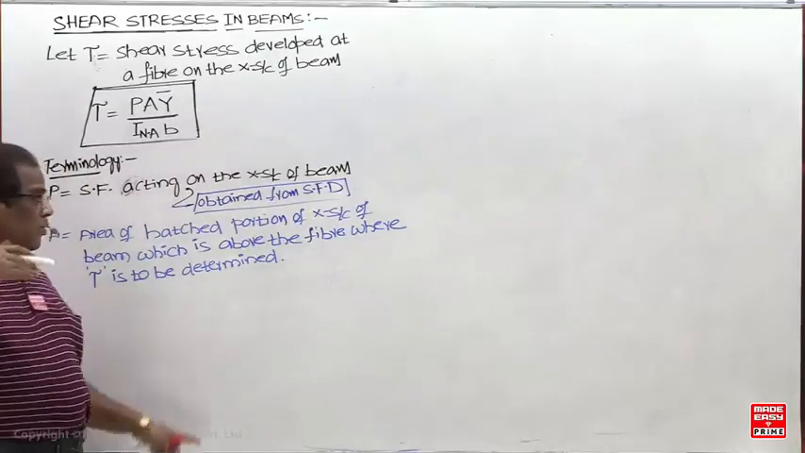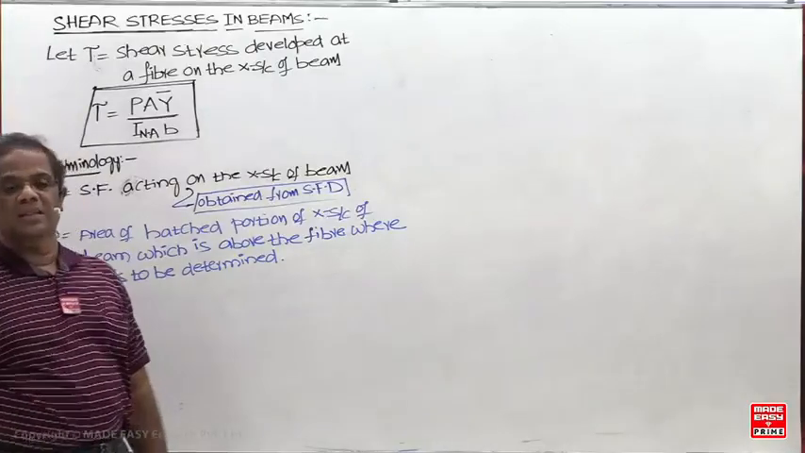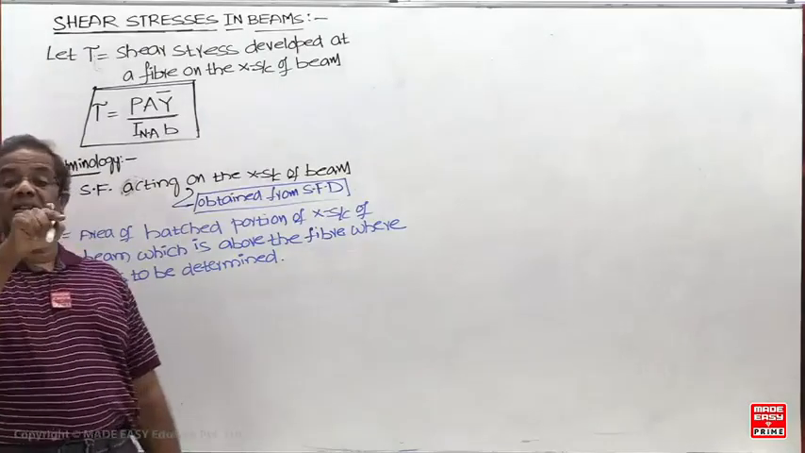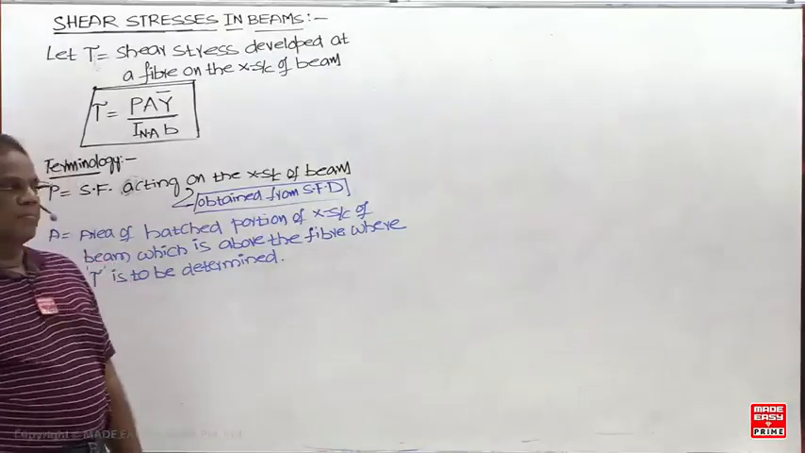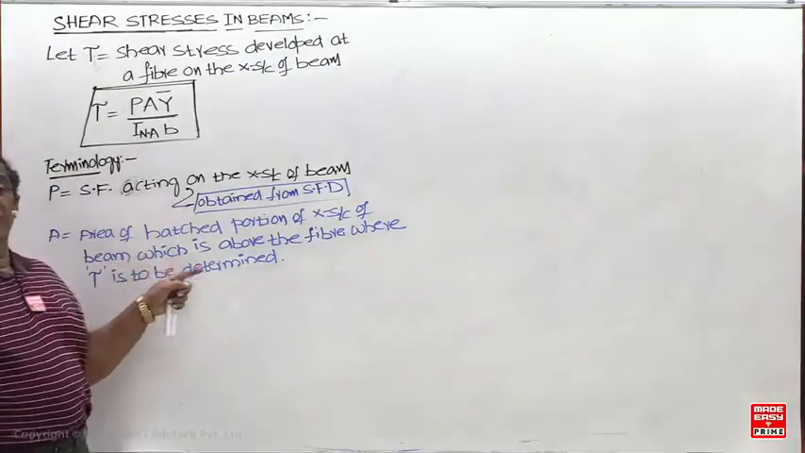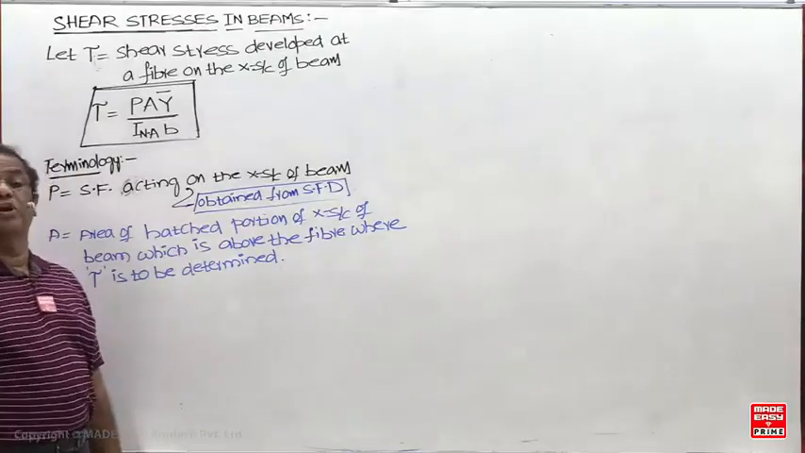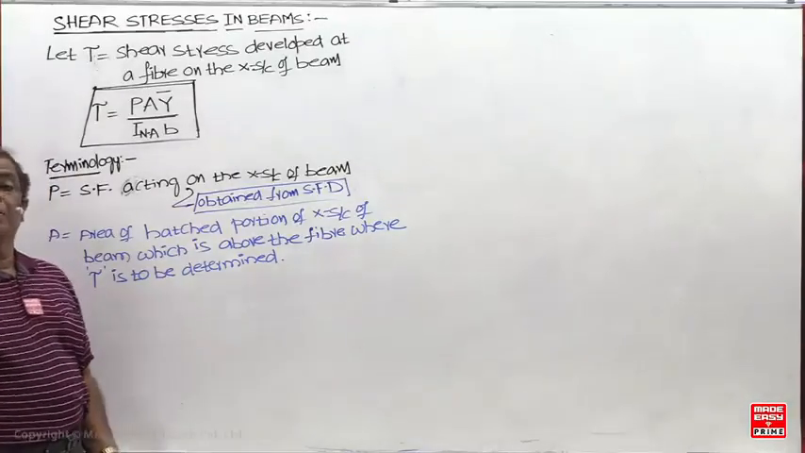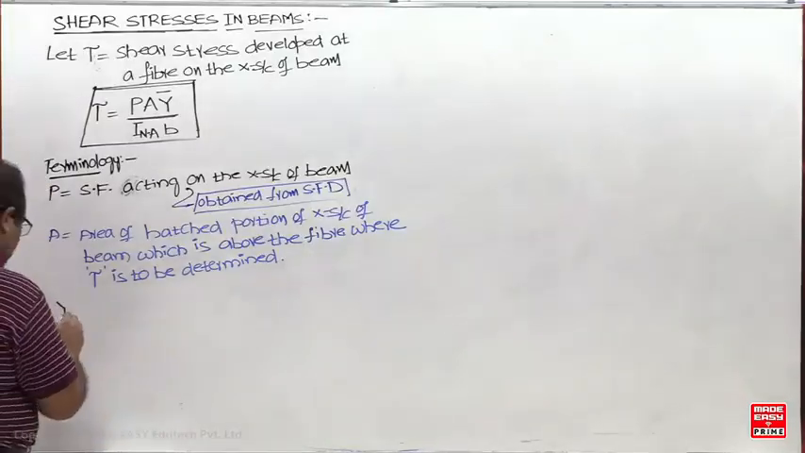Now if I am assuming the fiber is above the neutral axis, then I take the area above. By chance, if the fiber is below the neutral axis, then you take the area below. So here I am assuming the fiber is above the neutral axis, that's why I am taking the area above. If the fiber is below the neutral axis, then I have to take the area below.